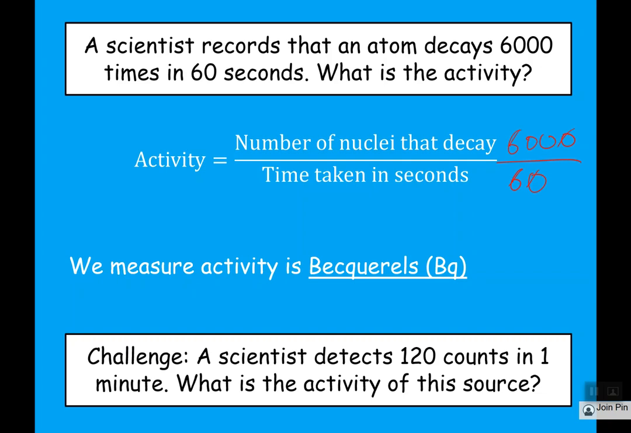Next. Scientist takes 120 counts in 1 minute. What is the activity? We like to do this a lot. We have time in different units. 1 minute is 60 seconds. It's always good to do that at the start of a question. Get it out of the way, get yourself some marks. So 120 in 60, 120 divided by 60 is 2 becquerels.